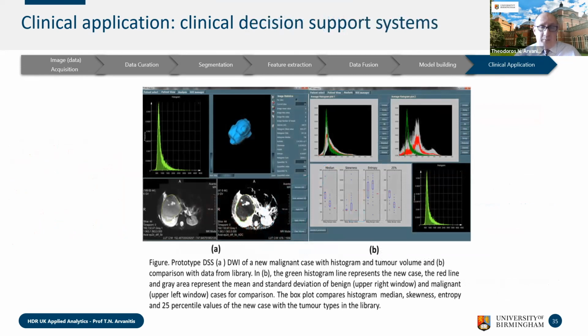And of course, putting this into clinical decision support systems has been an important clinical application of how we take these radiomic and quantitative image analyses into clinical practice. So this is an example of the work that has been developed at Birmingham Children's Hospital with the leadership of Professor Andrew Peat, who has been my collaborator for many, many years.